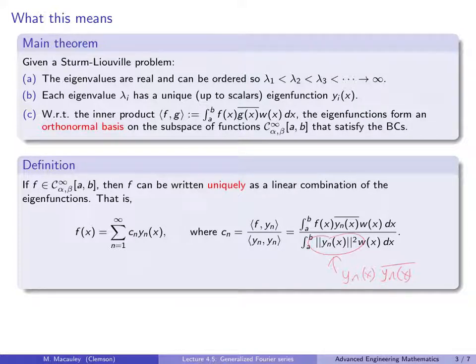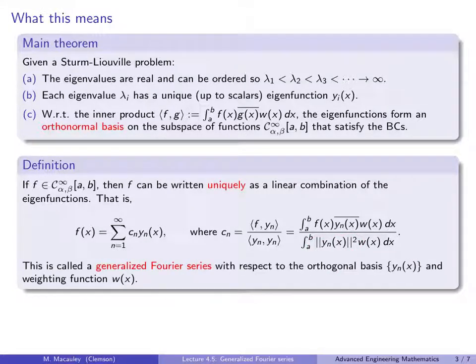Okay, so this is a complicated formula, but this works not just for sines and cosines, but for any Sturm-Liouville problem. If we can find the eigenfunctions, then we can express any solution to that equation using those eigenfunctions. And this is called a generalized Fourier series with respect to the orthogonal basis of the y's and the weighting function w of x. And when I say the weighting function, I really mean with respect to this inner product, because that inner product is characterized by the weighting function.